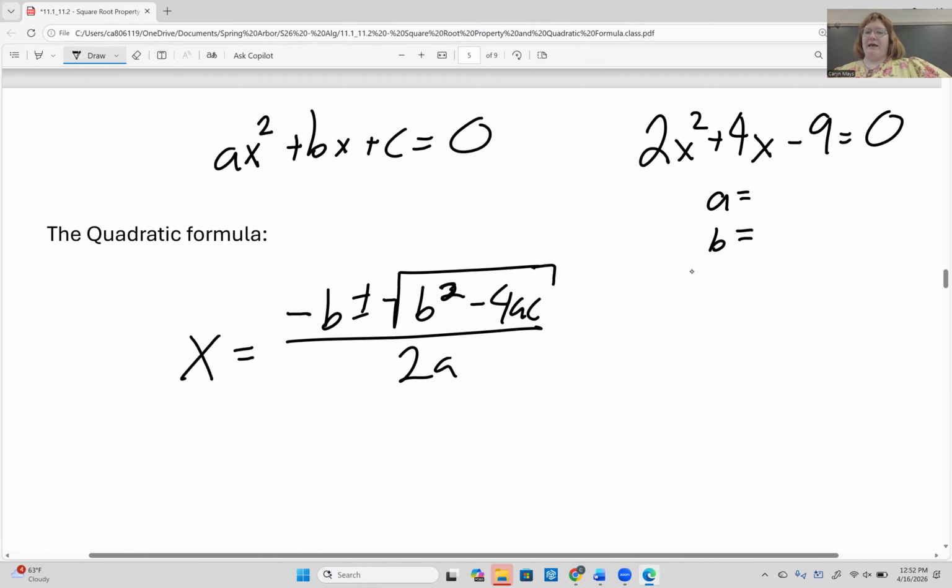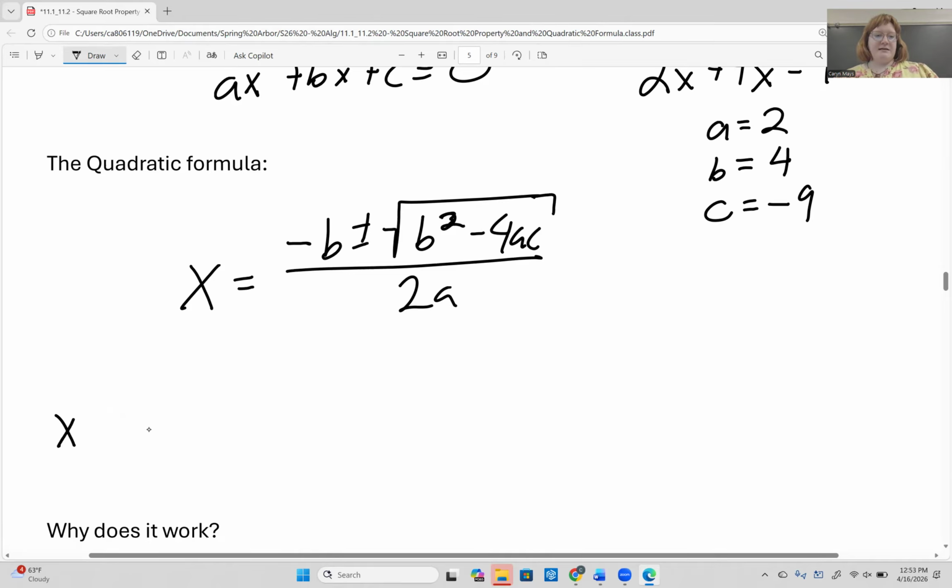What would be A, B, and C? If I had 2x squared plus 4x minus 9, what would be A? 2. What would be B? And what would be C? -9. And so we could plug these in.